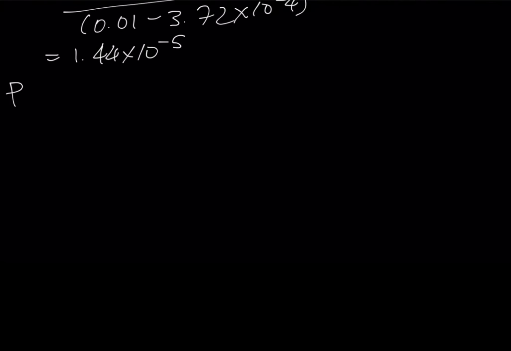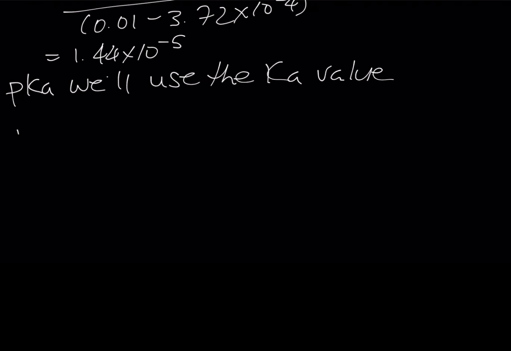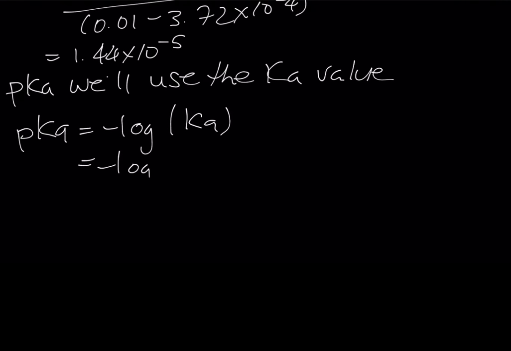So in order to find the pKa, we'll use the Ka value, where pKa is equal to the negative log of the Ka value. So negative log of 1.44 times 10 to the negative 5 is equal to 4.84.